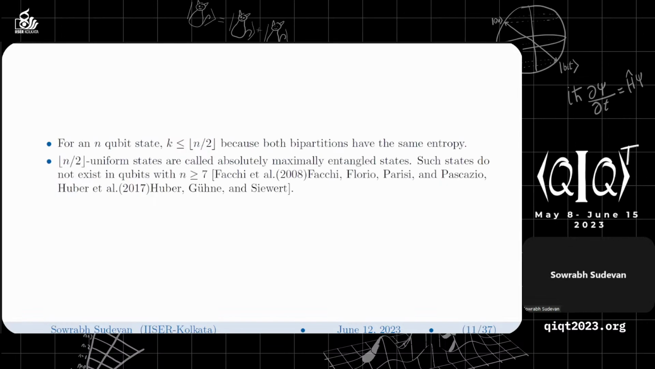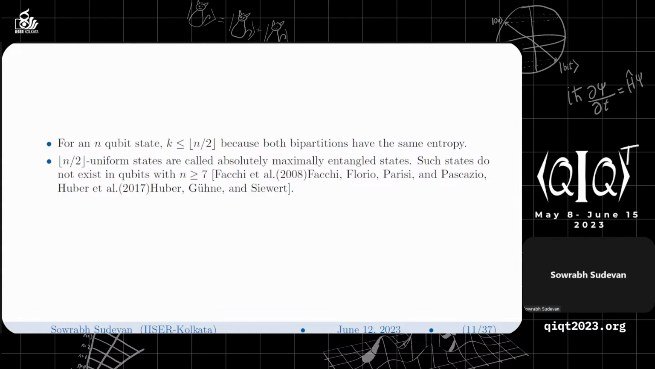Now the maximum value k can take is n by 2. That's because both bipartitions have the same entropy. So states which are n by 2 uniform, this is a very strong constraint on a state. If you just write down an arbitrary state with a set of arbitrary coefficients and then try to impose this constraint that all bipartitions should be maximally mixed, that's a very strong constraint, and it's an interesting mathematical question in itself whether such states do exist.